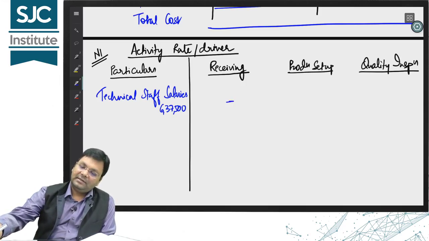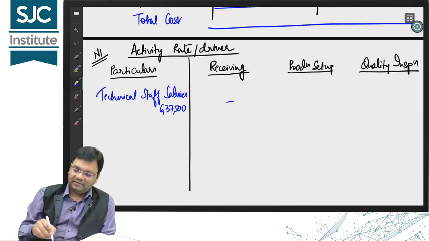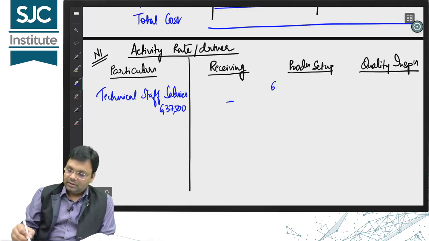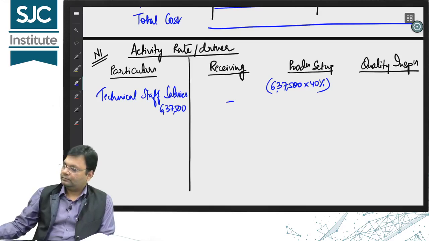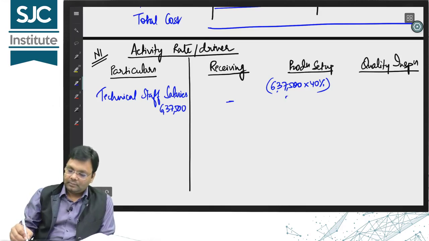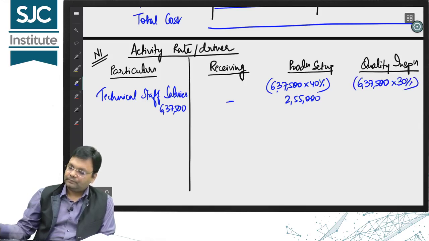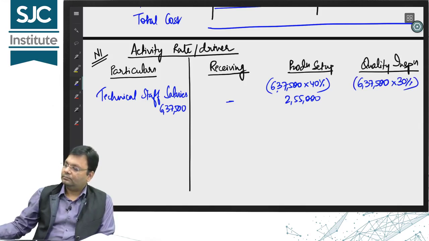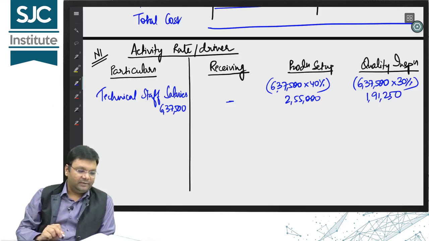So 30% is going to machine maintenance, so we don't have machine maintenance head right now. 40% of this to be taken, 637,500 into 40%, 255,000. 637,500 into 30%, 191,250.